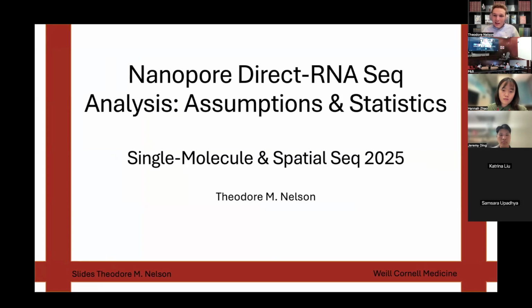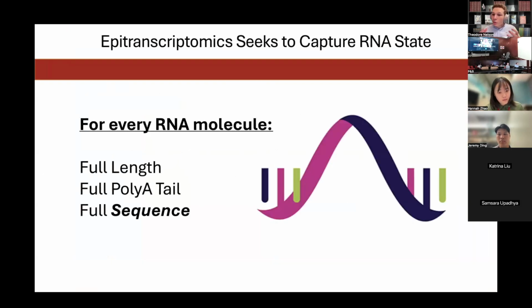So mainly, I've thought about nanopore direct RNA sequencing, which, as you've heard from many speakers, is a novel technology that's able to sequence RNA directly. And to focus specifically on this, what are you trying to really capture in a nanopore direct RNA sequencing experiment, or in an RNA sequencing experiment today?